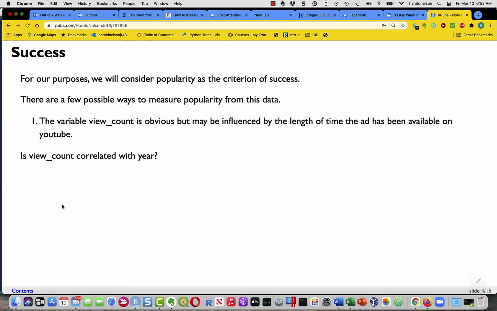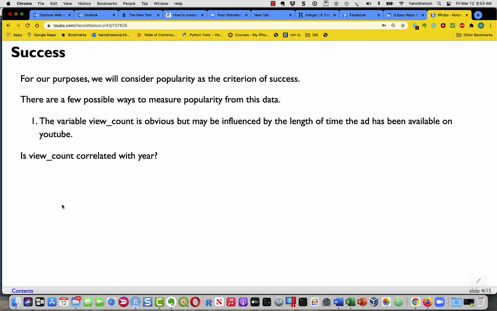So the first thing we'll look at is view count. The idea is that a higher number of views means that an ad was more popular. Of course, you have the obvious problem that an ad that has been out there for 10 years has had more time to rack up views than an ad which was just produced in the last year. So we have to ask the question, is view count correlated with year?